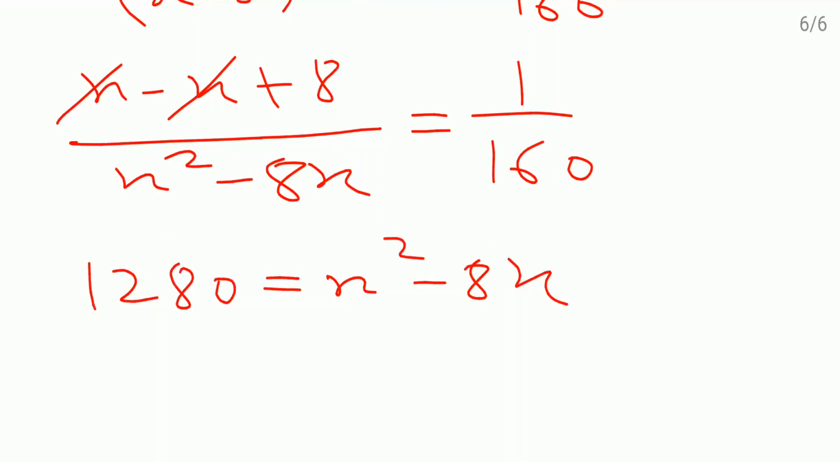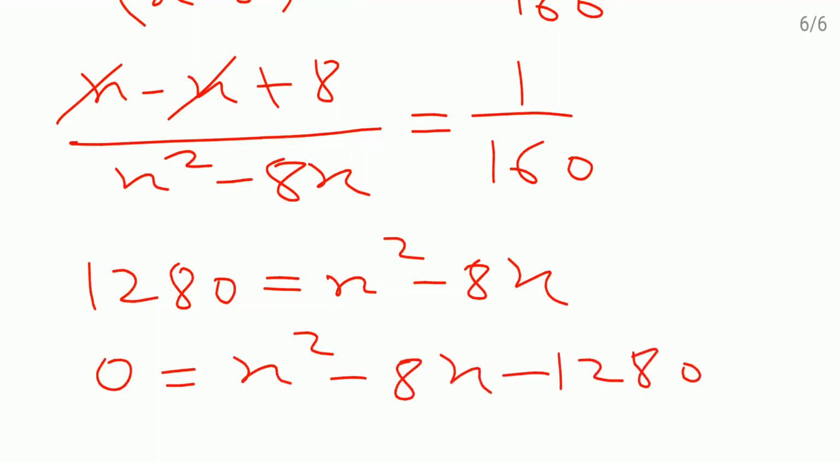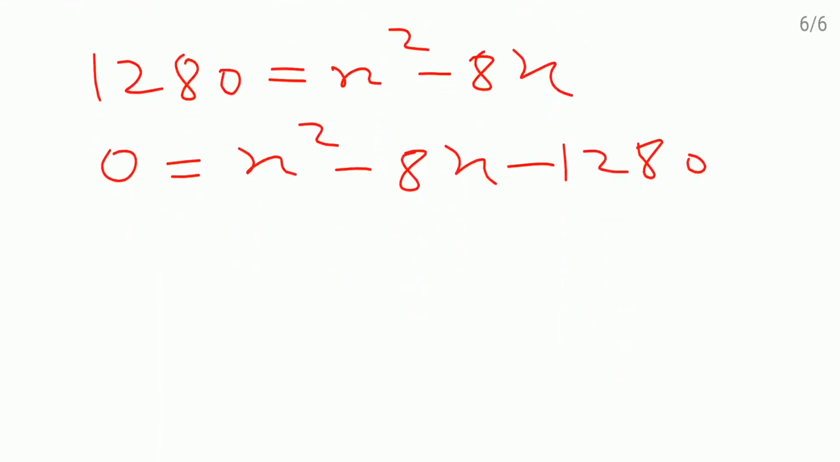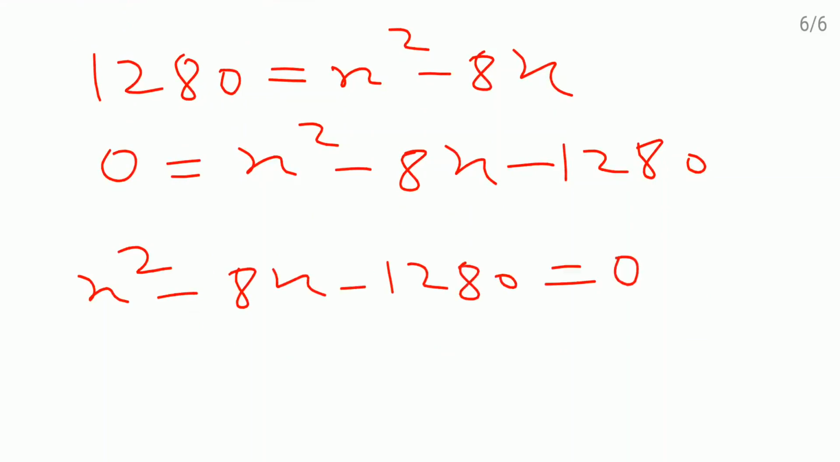So this 1280 I'll send that side. So 0 is equal to x square minus 8x minus 1280. This way we can write down, or we'll bring RHS this side and 0 that side. So x square minus 8x minus 1280 is equal to 0. This one is the required quadratic equation for the situation, right? I hope all of you understood this question number 2 from exercise 4.1. Thank you.